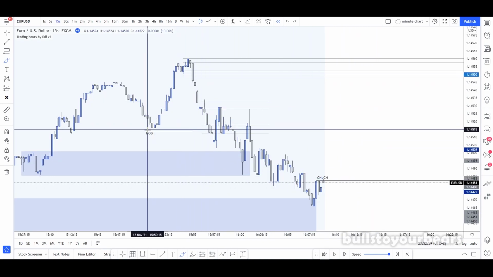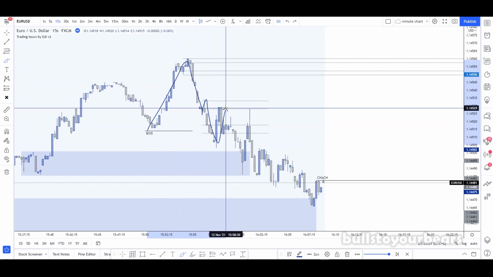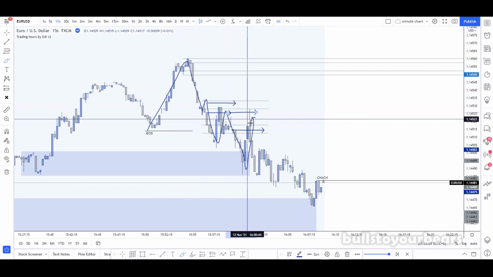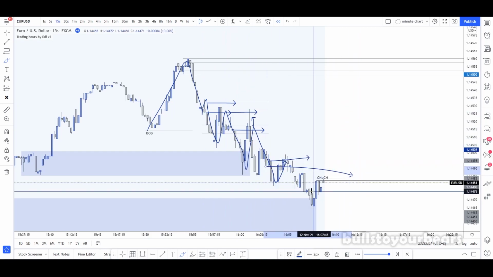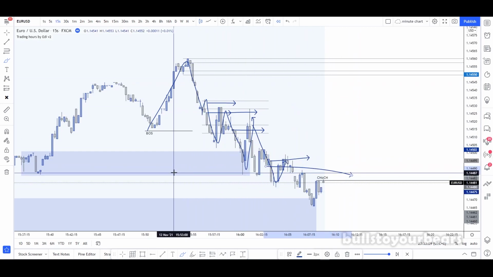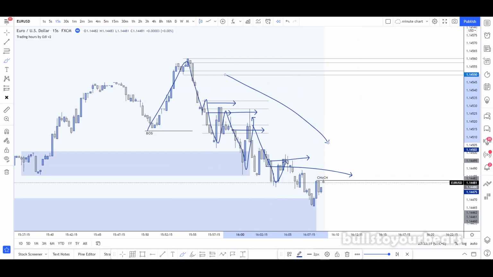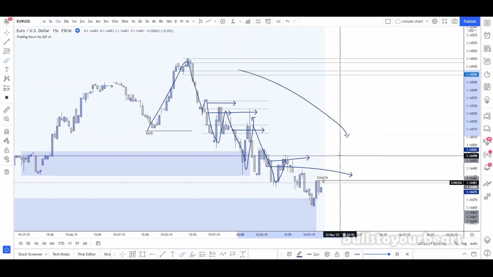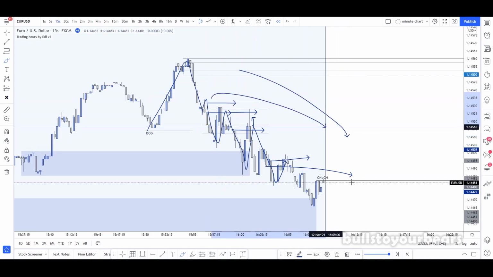So now here you can see mitigation, mitigation, mitigation, break of structure, mitigation. Now all of this mitigation, what did we just form? We formed a bearish order flow. Make sense? Order flow is the process of mitigation.